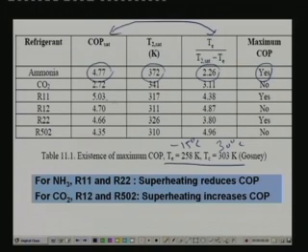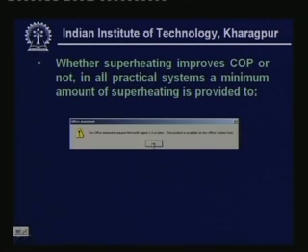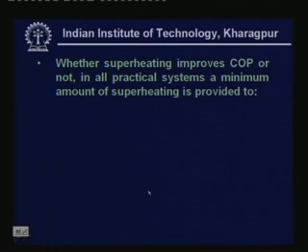Similarly for R11 this is greater than this, so there is a maximum, right. Like that you can see the values for different refrigerants, and from this you can summarize that for refrigerants ammonia, R11 and R22 superheating reduces COP, and for carbon dioxide, R12 and R502 superheating increases COP, okay. So it depends very much on the superheat, okay.